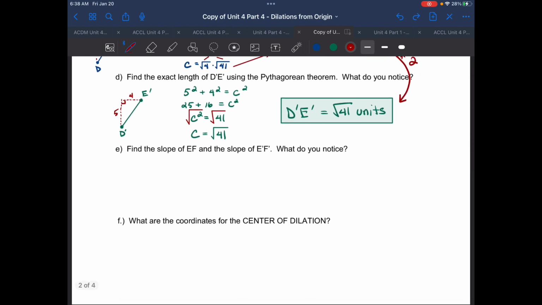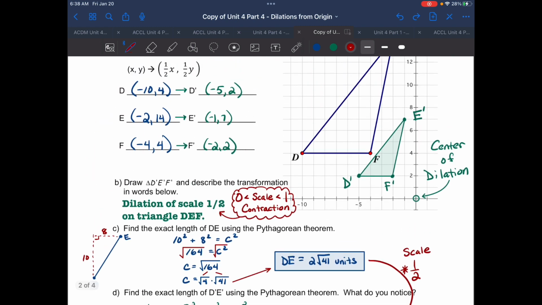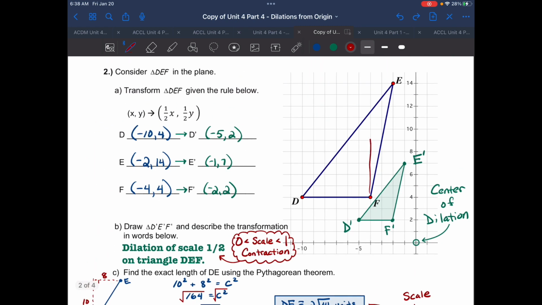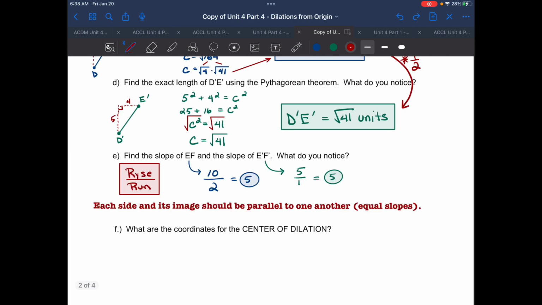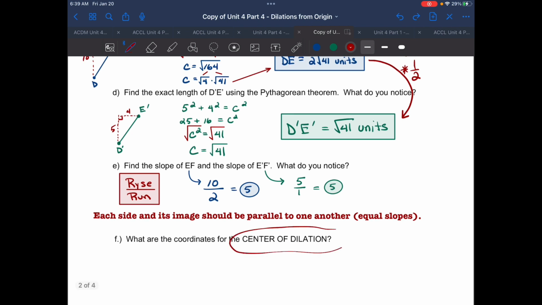Okay, and our last two questions down here ask us about slopes and the center of dilation. The slope of EF and the slope of E prime F prime. All right, so two other segments. We're going to go up top and take a look. And let's see. EF is up and over. E prime F prime is half of that. So, just like we saw in the previous example, right? The rise and run here was 10 over 2 and 5 over 1. Both of them simplify to 5. Now, one last time for this example, each side and its image should be parallel to one another. They have equal slopes.